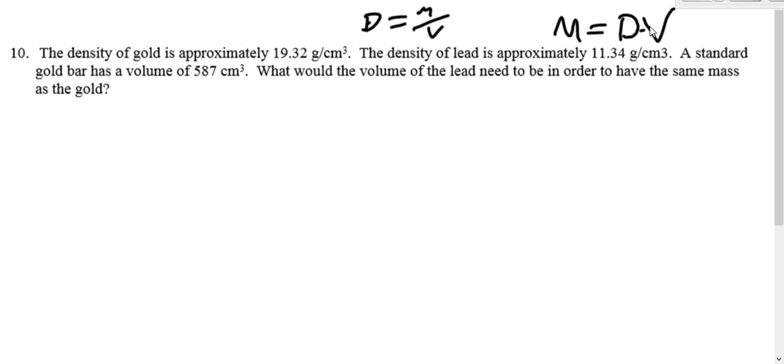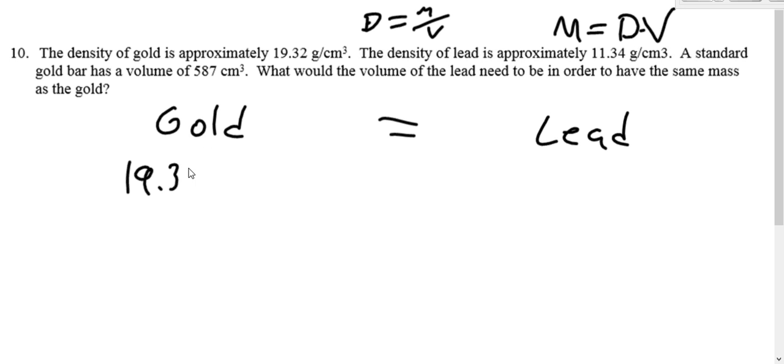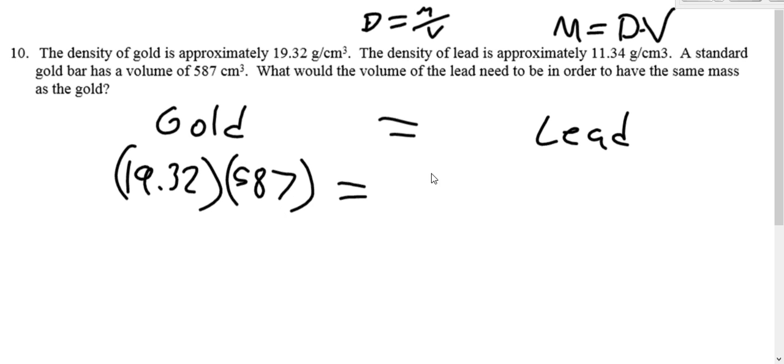So we want them to have the same mass. That means we want gold on one side and lead on the other, and we want them to be equal. We want density times volume, density times volume, 587, to be equal to density times the volume, but that's what we're solving for. So we can call that x.